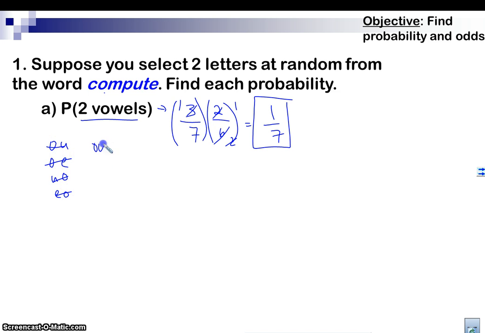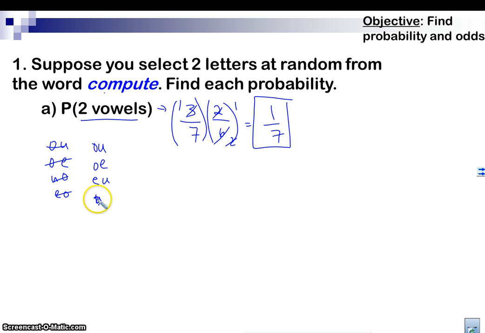So I'm going to have OU, OE, EU, and UE. Yeah, I think that's it.